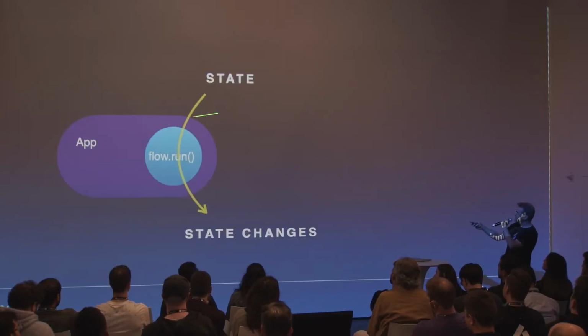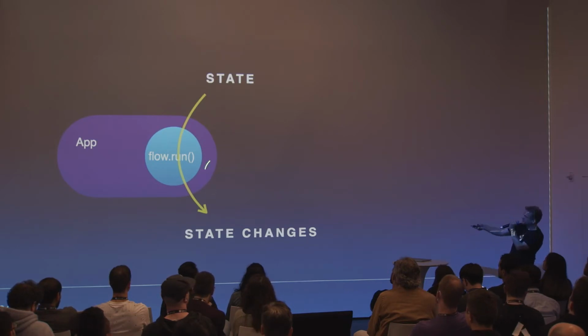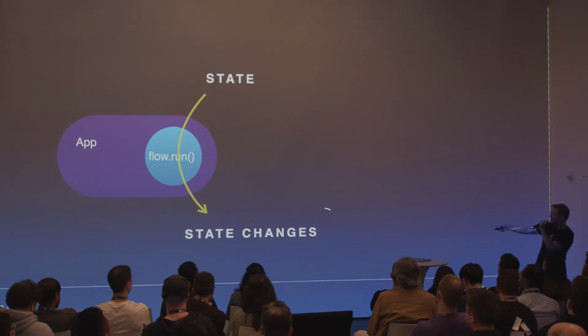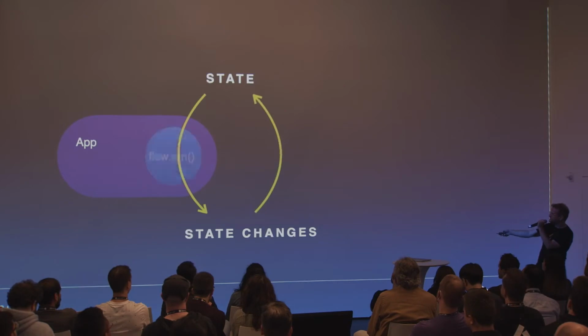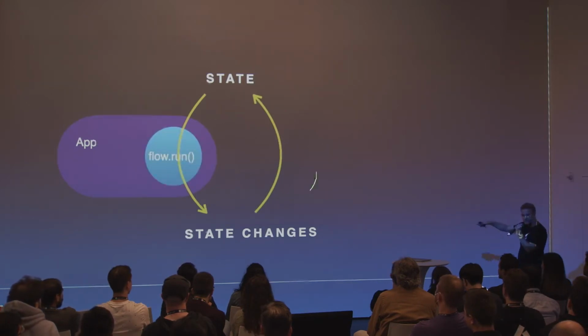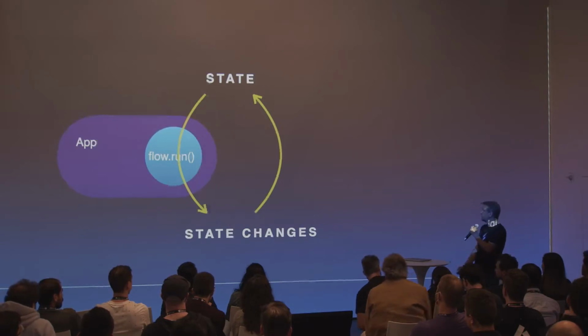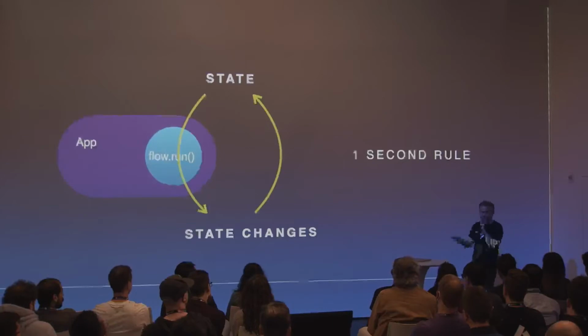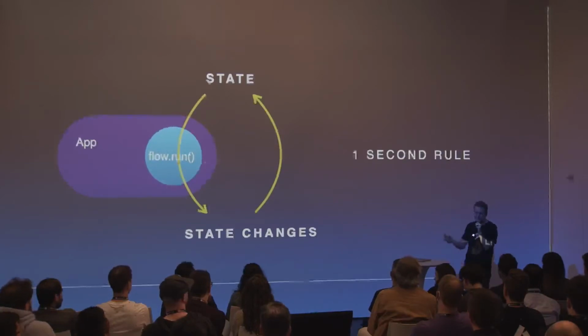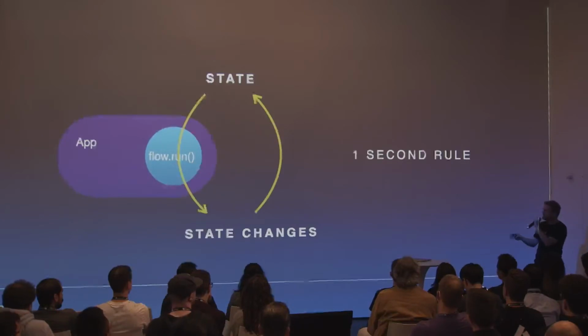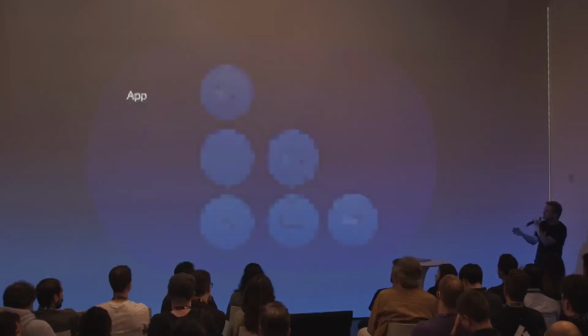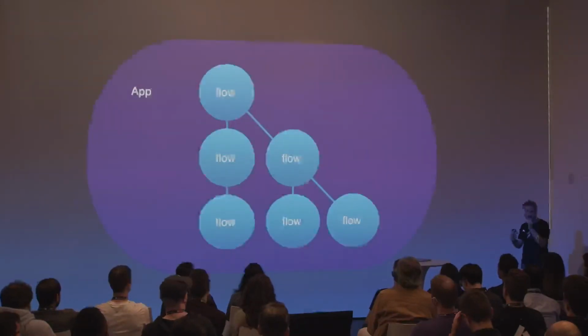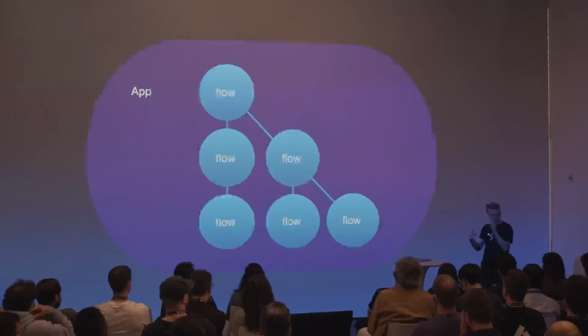So you give it a state. Given a state, it will have a flow of execution here. It will generate state changes, and then the state changes will be merged into the state, and this will continue to happen over and over again. We have a 1-second rule. You will get a warning if your run function takes more than a fraction of a second, because the run function is not meant to do any actual work, but just to coordinate logic.